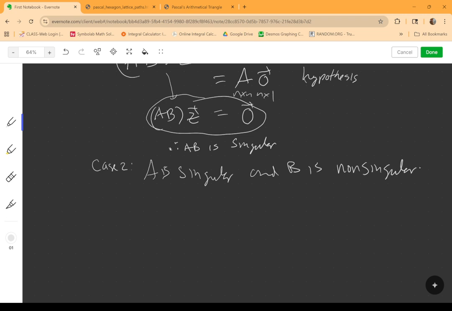So that is the second case, right? The first case just focused on B being singular, and A may or may not have been. But here we're saying A is singular and B is a non-singular matrix. Okay. And again, what does it mean to be non-singular versus singular?